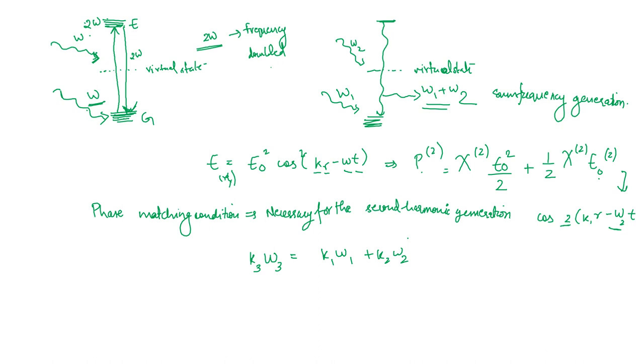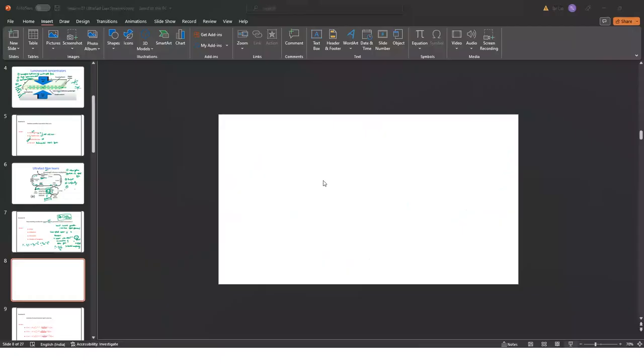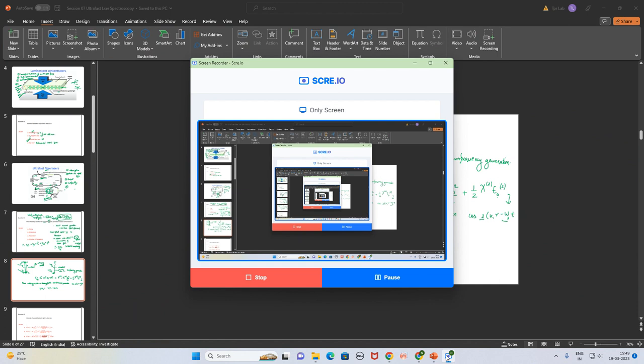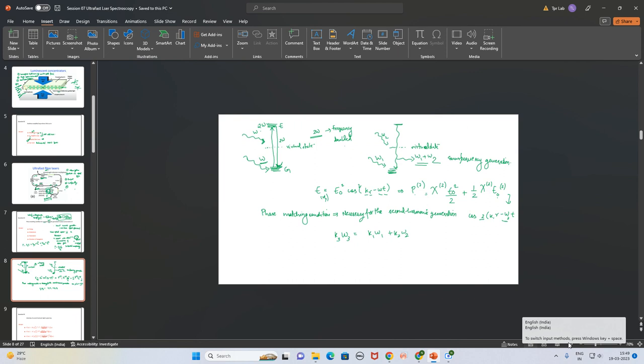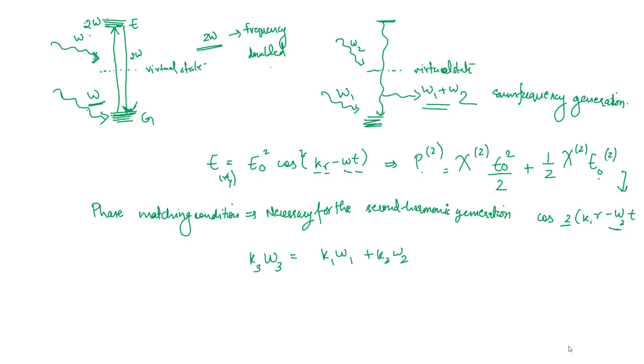From this, here we got to know that the phase matching condition is one of the conditions which is necessary for the second harmonic generation. One more thing we want to say is about K3 and P3, K3 and omega 3. Here, see, there is one more relation: P is equal to h cut into K. This K is the same here.